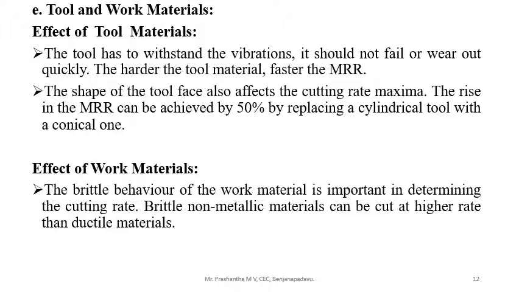Here the shape of the tool face also affects the cutting rate to a maximum. The rise in the material removal rate can be achieved by 50% by replacing a cylindrical tool with a conical one. So when we want more cutting rate, to get more material removal rate, instead of a cylindrical tool we can use a conical one. By replacing the cylindrical tool with a conical one, we can easily get a cutting rate at a maximum level.